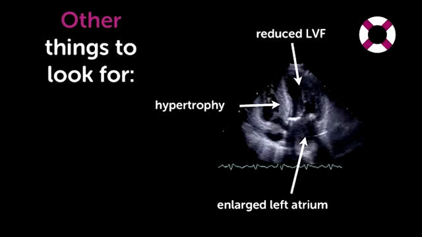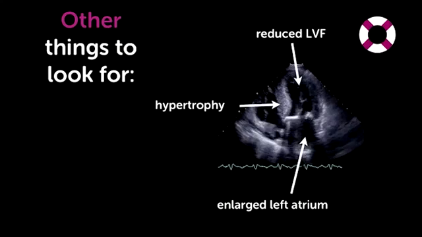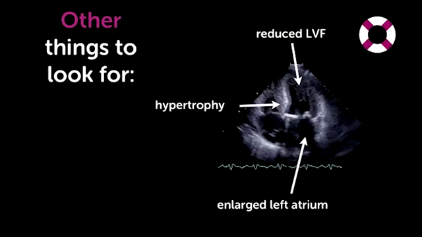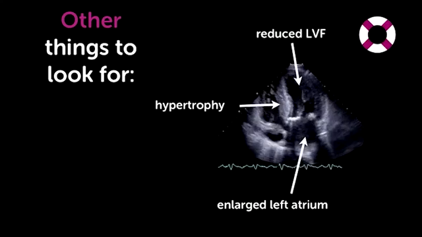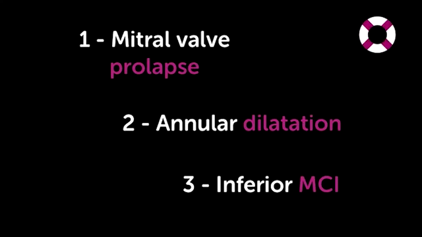But I mentioned how important it is to also look at other things. For example, a reduction in left ventricular function, hypertrophy, and enlarged left atria. Then I turned to mitral regurgitation, and I mentioned that there are 3 major causes of mitral regurgitation which you most commonly will find in your population. The first is mitral valve prolapse, the second annular dilatation, and the third is coronary artery disease, specifically inferior myocardial infarction.